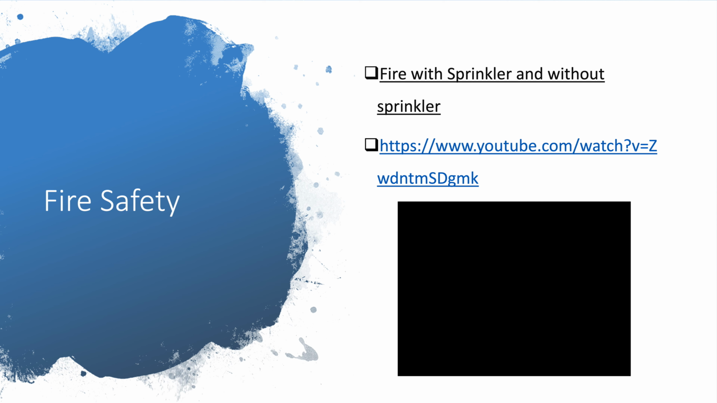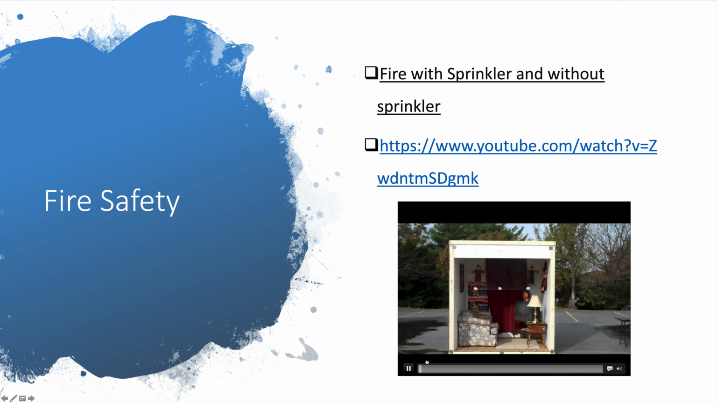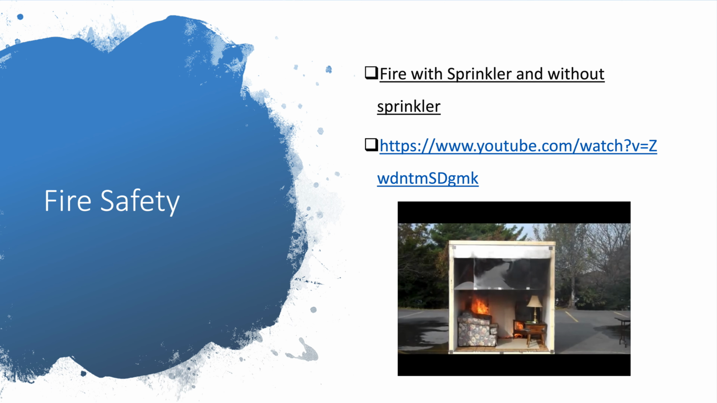Let's see what fire is and how fire affects. Let's see this video, you can find this one on YouTube. Here you can see on this side the fire is beginning, and there is no sprinkler here, but some detector detects the smoke at a very early stage. There is no suppression here. You can see it's burning and burning. The fire begins as a smoldering fire because of the solid particles, and once the fire begins, it grows.